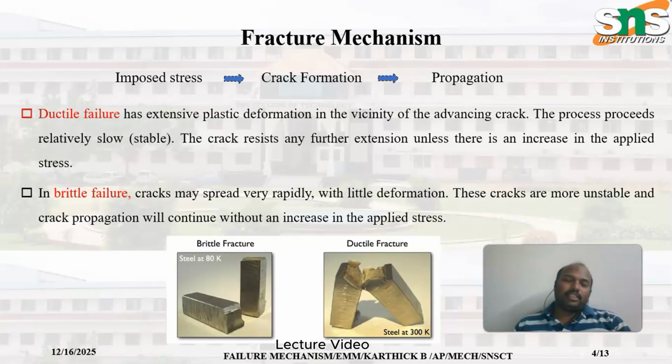In the previous classes we have seen the most important topic, failure mechanism. So we have seen what is failure, what is fracture, what are the types of fracture, and eventually you have seen some examples where these fracture mechanisms have played a vital role, and even we can see the ductile and brittle fracture, right?